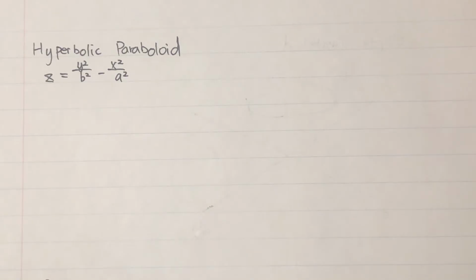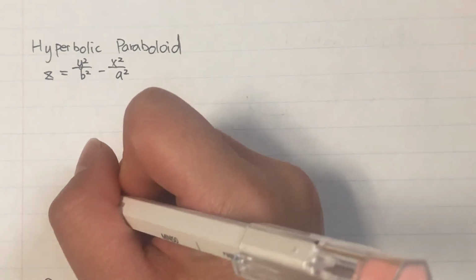Now we are going to talk about hyperbolic paraboloid. The equation for this is z equals y squared over b squared minus x squared over a squared. The graph of this is like this.